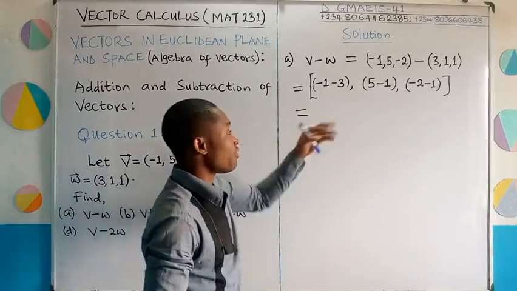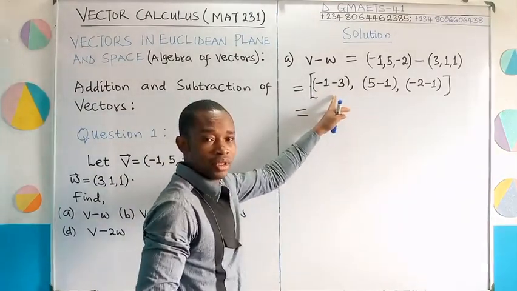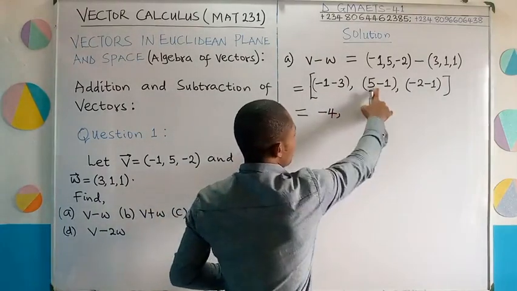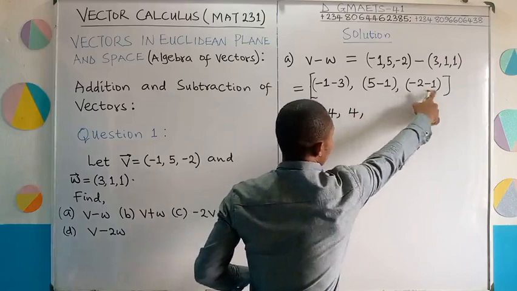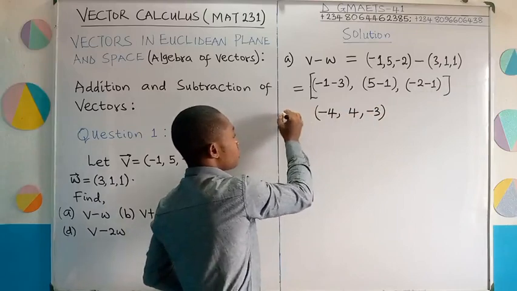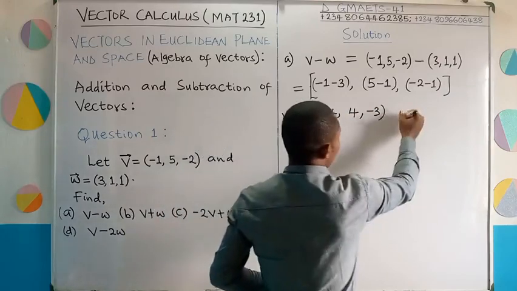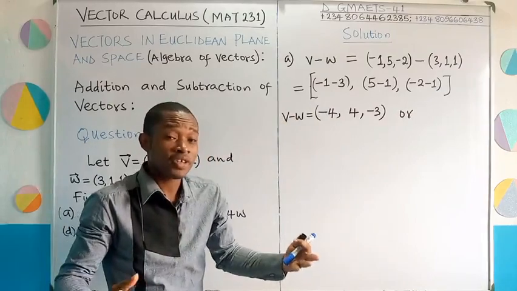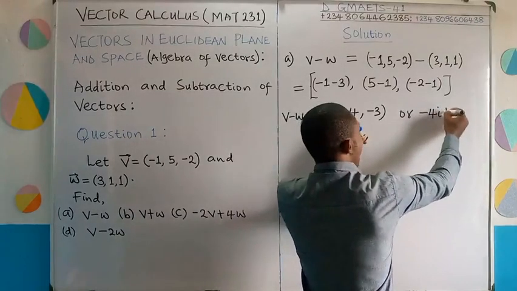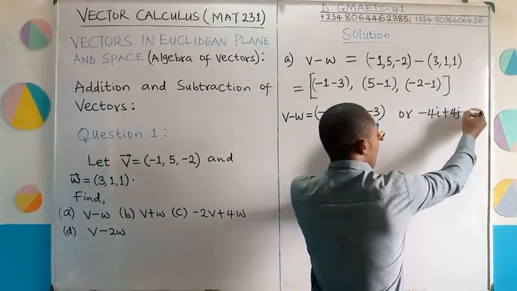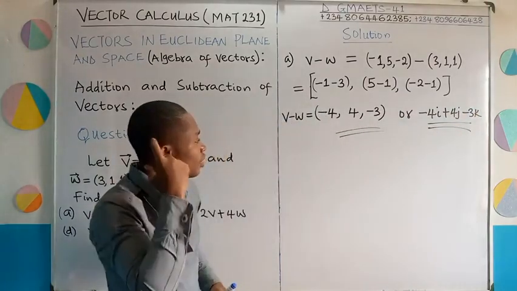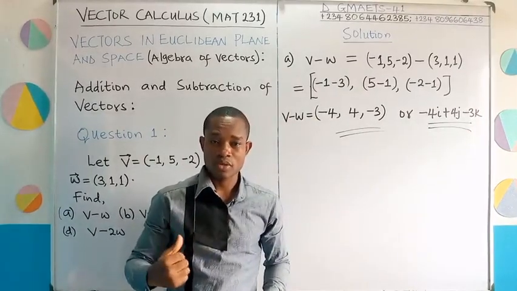What is left for us is just to simplify. This x value, which has the direction vector i, if you work it out, you're going to get -4. This is going to give us 4. This -2 minus 1 will give us -3. So this is actually the value of v minus w. If you don't want to leave it like this, you can introduce your specific unit vector or specific direction vector ijk. This is -4i. That gives you room to add plus 4j, then plus -3k, which is simply -3k. So any one of these is our answer. We are done with the A part of this question.